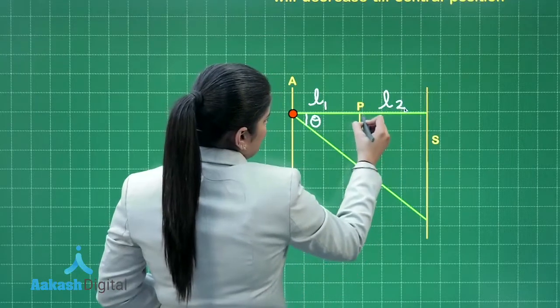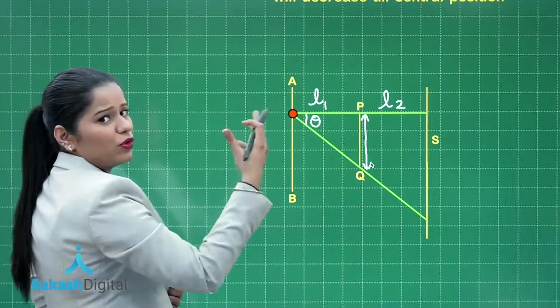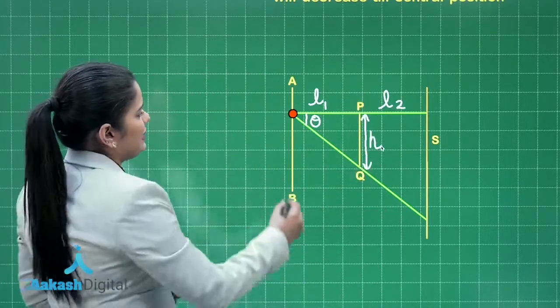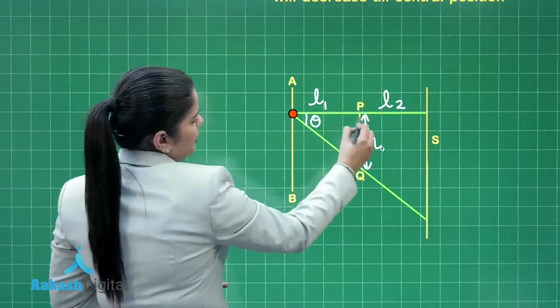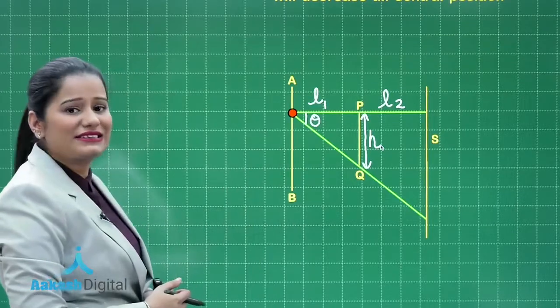And if I take the length or the height of this as h, here you can see there is a formation of this triangle and this triangle, and these two triangles are similar.